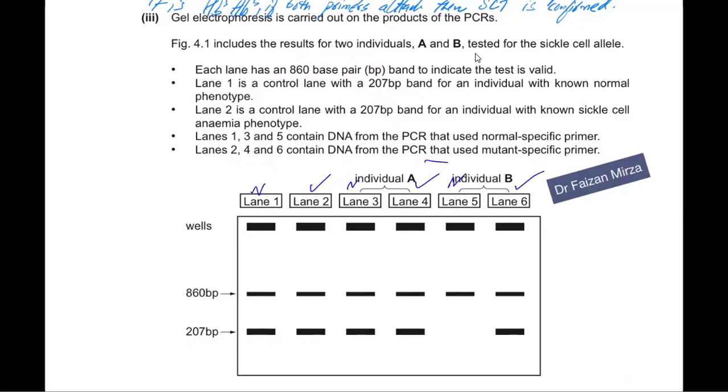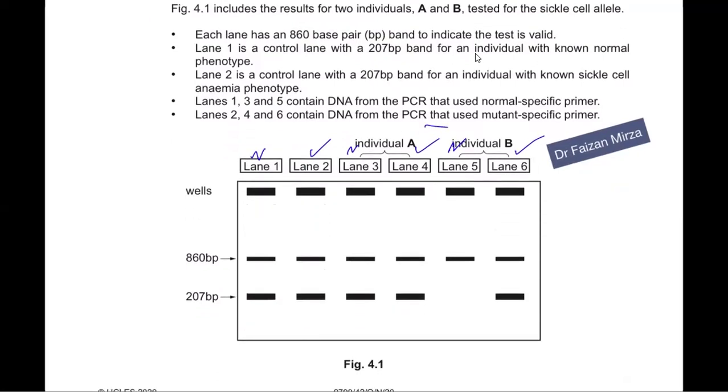Whereas lanes 2, 4, and 6 are the ones which have the mutant primers. Based on this, what can we see for individual A and individual B? Lane 3 has 2 bands and lane 4 has 2 bands, so 4 bands here. Whereas lane 5 of individual B is showing only the 860 base pair band, nothing along the 207, whereas lane 6 is showing both.